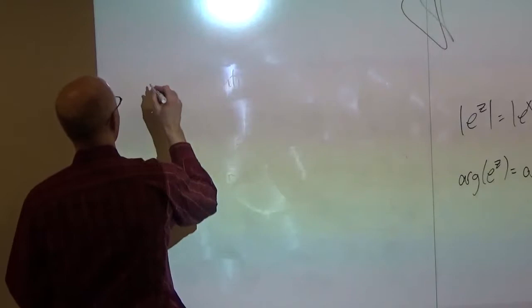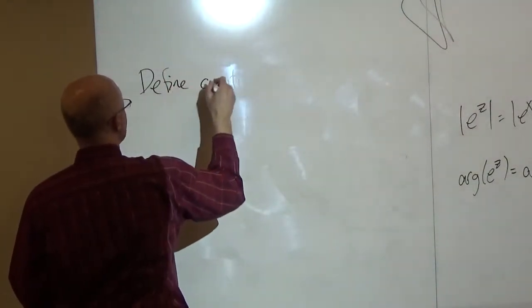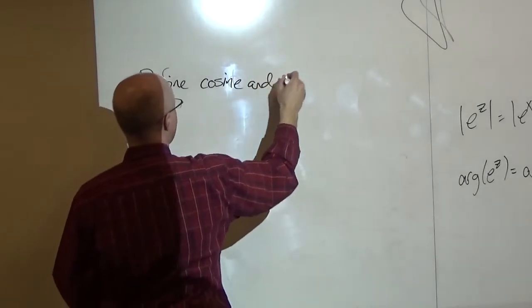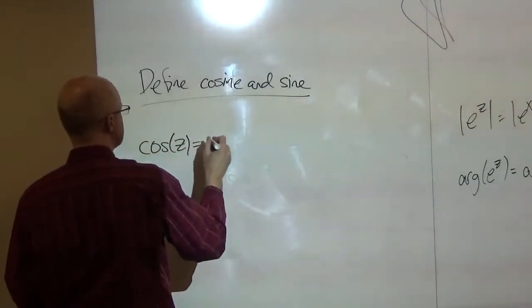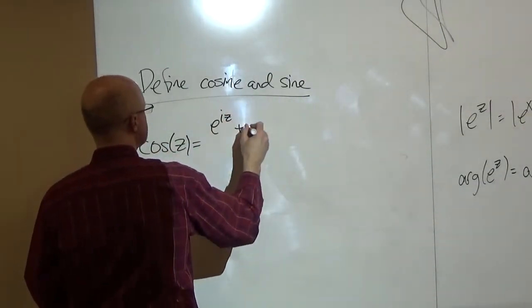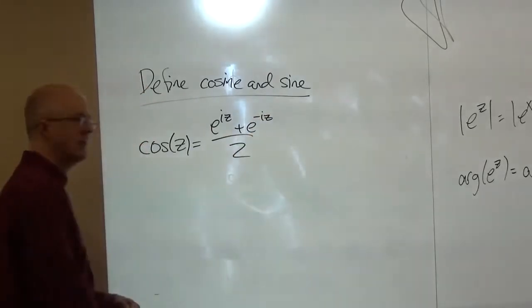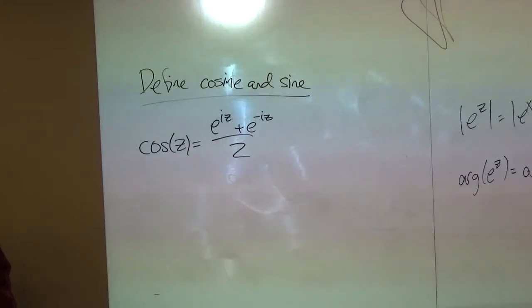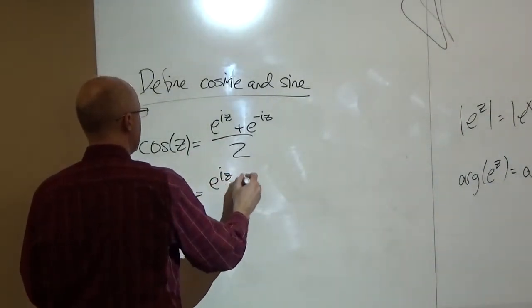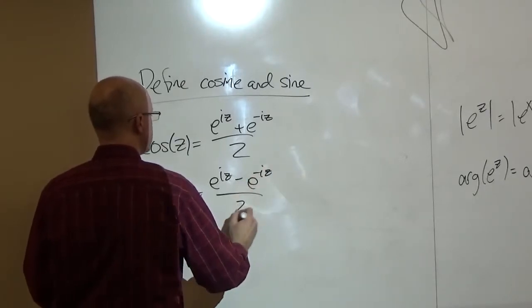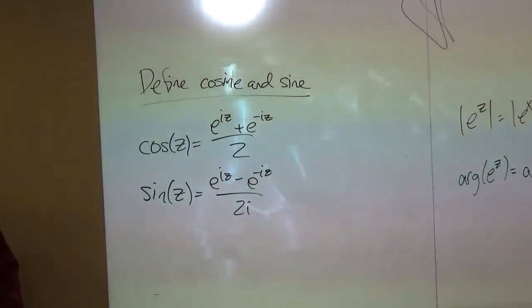And that leads us to define cosine and sine when the input is a complex number in the following equations. Cosine of z is e to the iz plus e to the negative iz over 2, just like it was when z was real. z is complex now. And sine of z would be e to the iz minus e to the negative iz over 2i, just like it was when z was real. These are now essentially definitions. They're consistent with the case where z is real. Are they good definitions? Otherwise, we will see that they are.